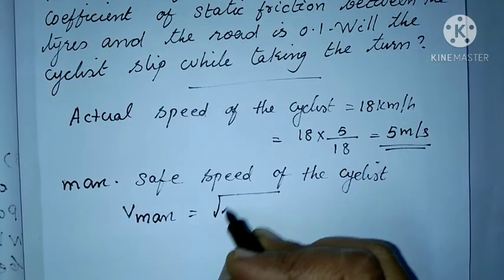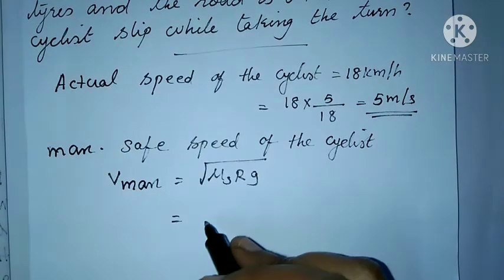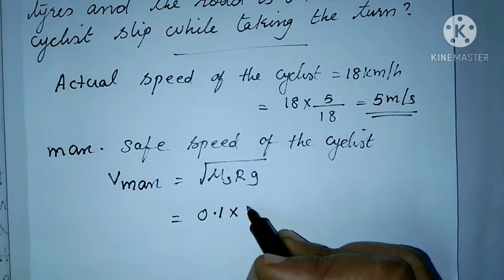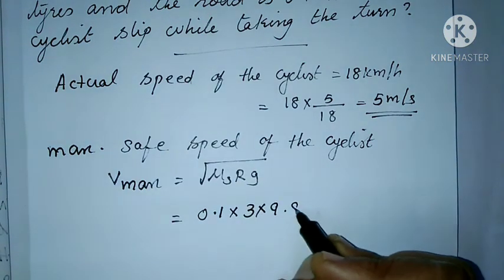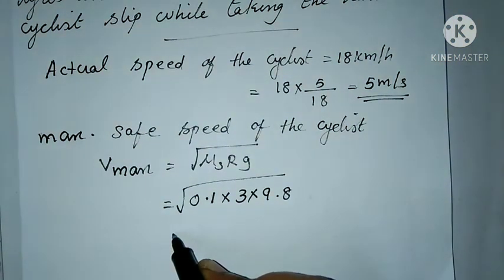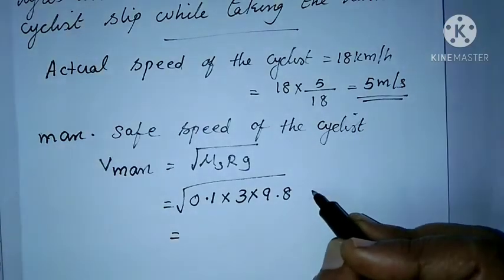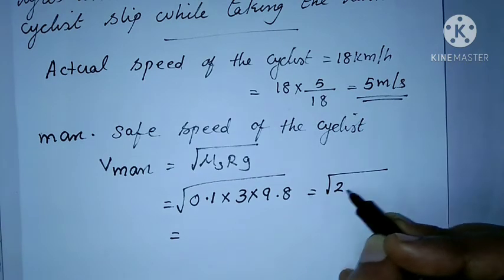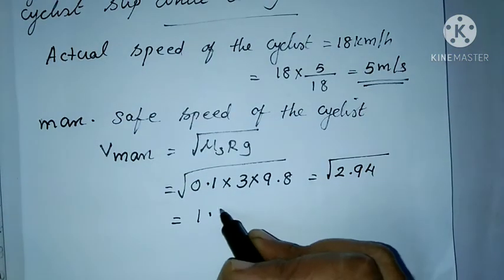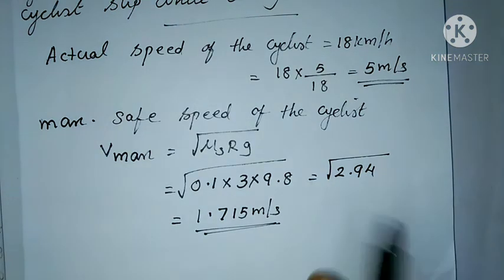V maximum equals root of mu s r g. So what is the mu s given in the question? 0.1, into the radius, 3 meter, into 9.8. When you multiply, you will get root of 2.94. Then when you take the root, you will get the answer 1.715 meter per second. This is the safe speed of the cyclist.